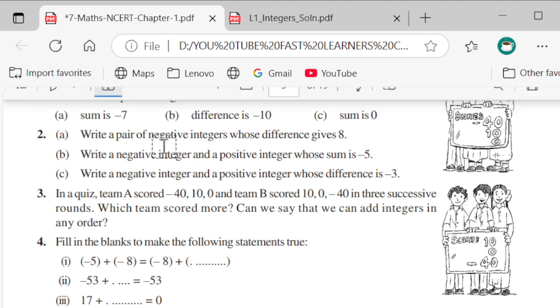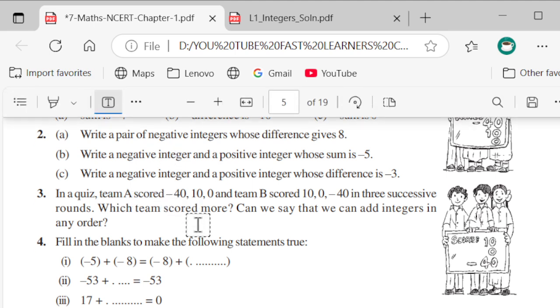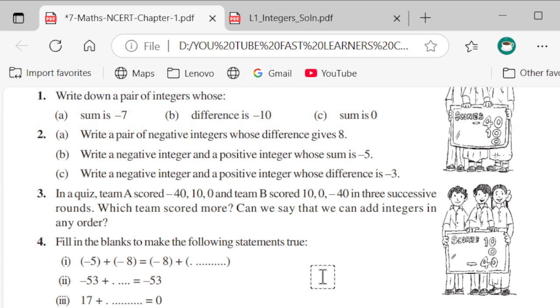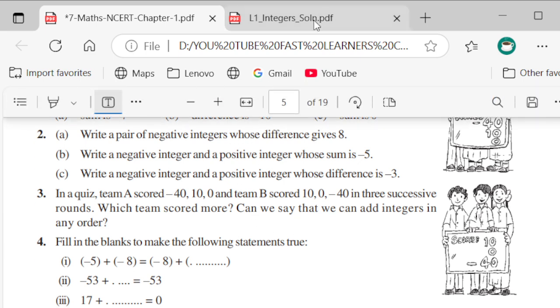Now let's see the next question. In a quiz, team A scored -40, 10 and 0, and B scored 10, 0 and -40 in 3 successive rounds. Here also -40, 10 and 0 is going to be the same. They have asked which team scored more, but the answer is nobody scored more. Both of them scored equal. We can add integers in any order. Yes. Last question.